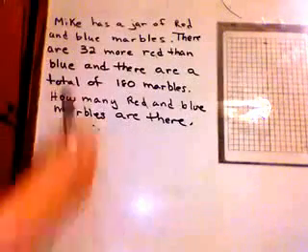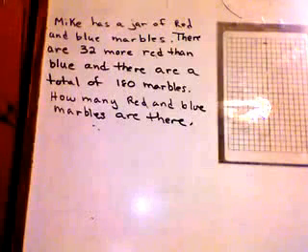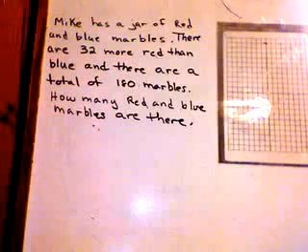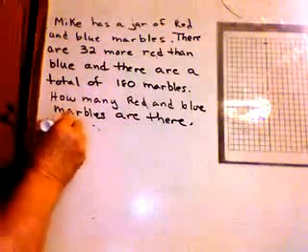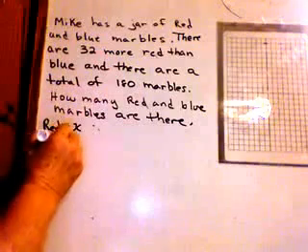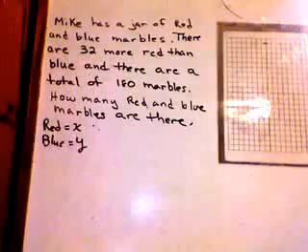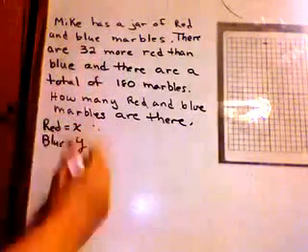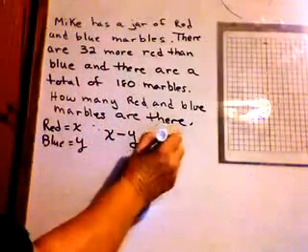Okay, here's another problem. Mike has a jar of red and blue marbles. There are 32 more red than blue. And there are a total of 180 marbles. So, again, to find out how many red and blue, I need to set up a system using x and y. So let's use red equals x, blue equals y, and there are 32 more red than blue. So in this one, since they don't add up to 32, I have to use a subtraction. So how about x minus y equals 32?